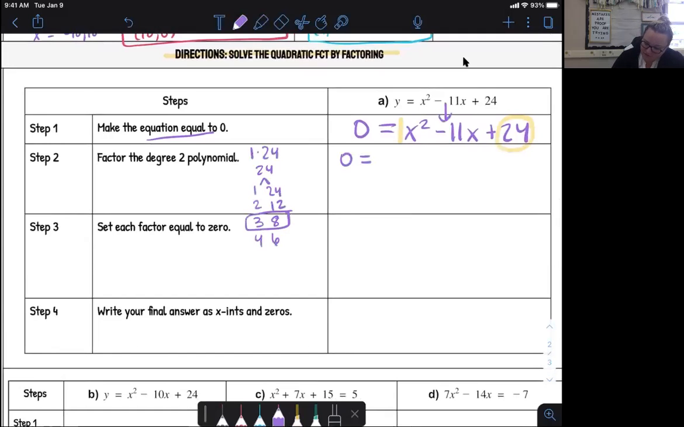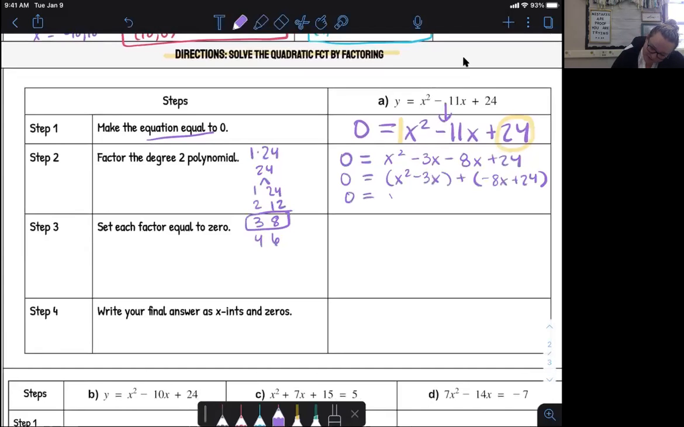3 and 8. So we would rewrite this as x squared minus 3x minus 8x plus 24. And I know they both need to be negative because negative 3 minus 8 is negative 11. Then we put our parentheses around the first two terms. We want a plus sign in between the parentheses around the second two terms. Then we factor out the GCF.